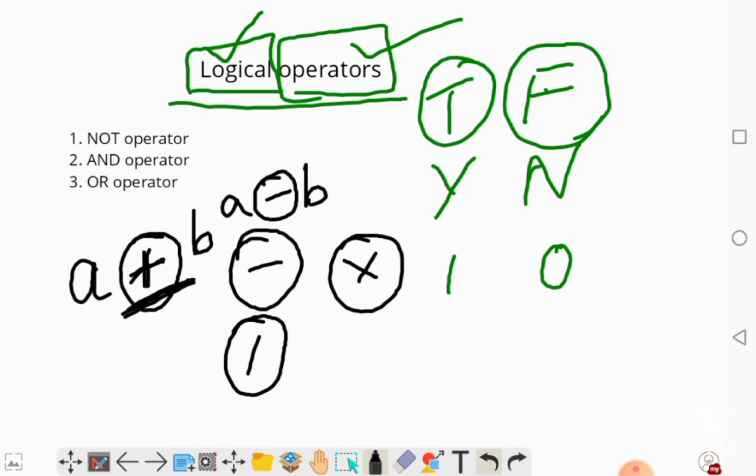We have 3 types of operators: not operator, and operator, and or operator. These operators are very important if you want to learn the further topics of the Boolean algebra. We have 3 types of logical operators. Tell along with me: not operator, and operator, and or operator. All these operators we are going to see one by one.